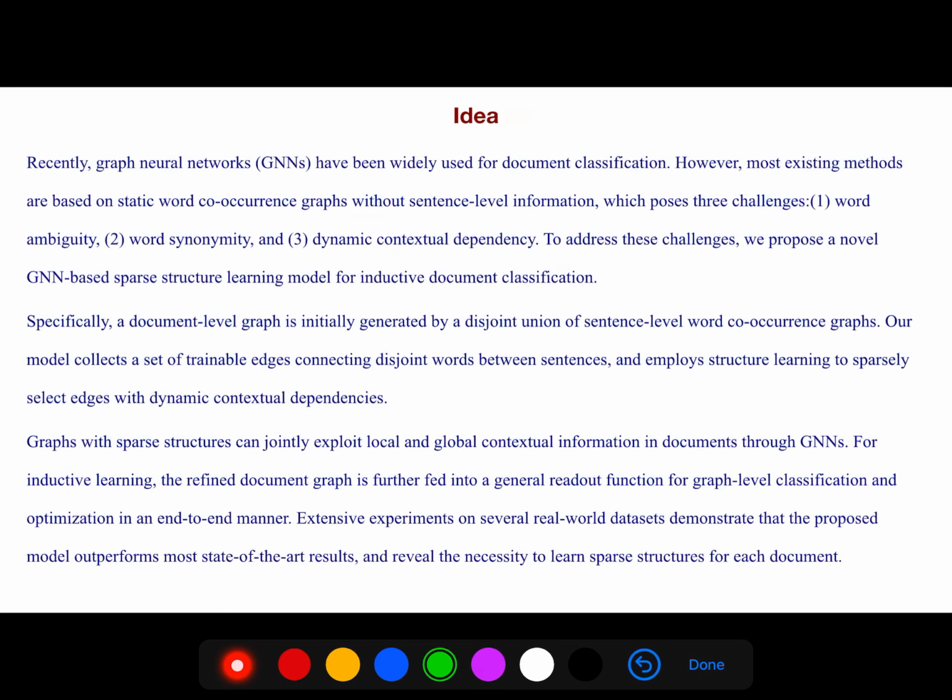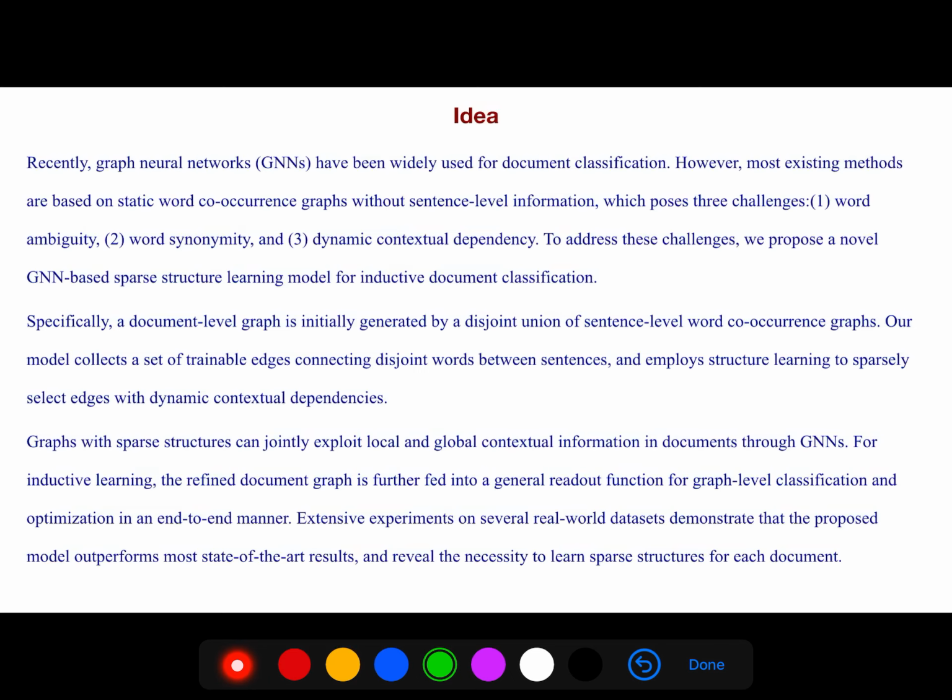However, most existing methods are based on static word co-occurrence graphs without sentence-level information, which poses three challenges: word ambiguity, word synonymity, dynamic contextual dependency. To address these challenges, we propose a novel GNN-based sparse structural learning model for inductive document classification.